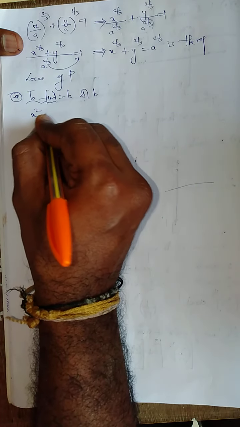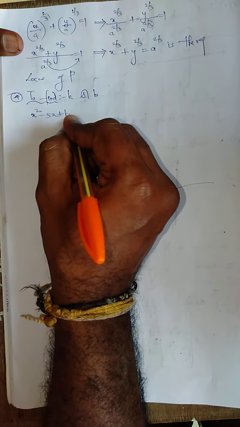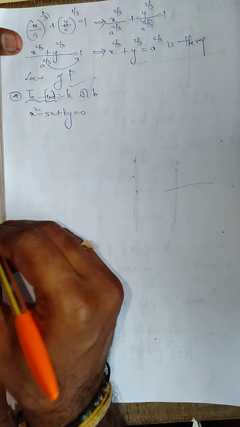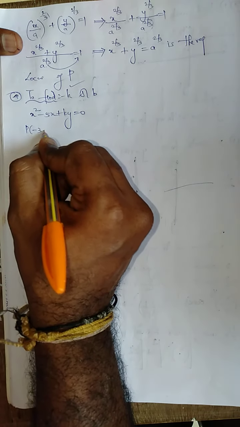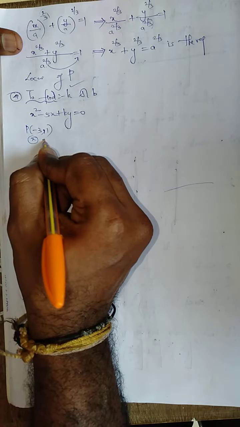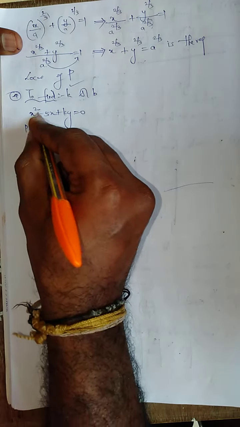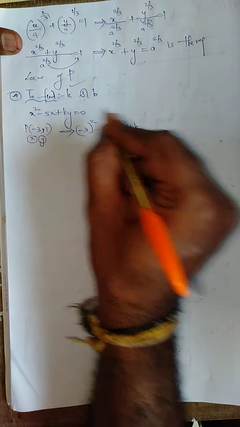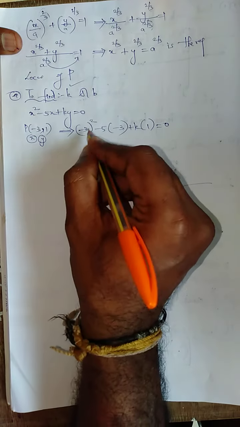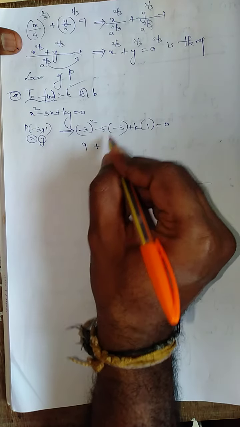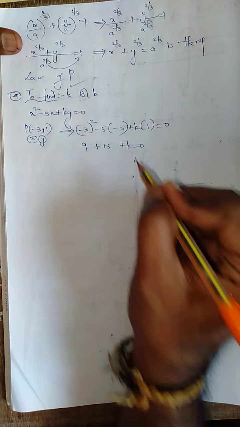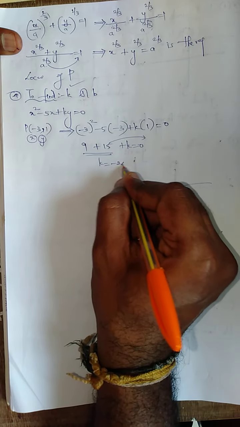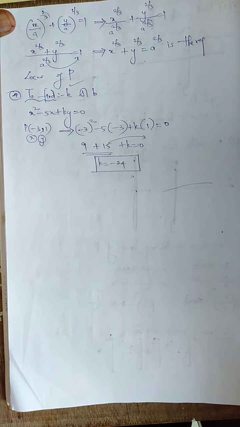X square minus 5x plus ky is equal to 0. First I will find k. They have given one point, minus 3 comma 1. Apply minus 3 comma 1 here: minus 3 the whole square, minus 5 times minus 3, plus k times 1, is equal to 0. This becomes 9, plus 5 3s are 15, plus k equal to 0. 9 plus 15 is 24. Moving this side, k is equal to minus 24.